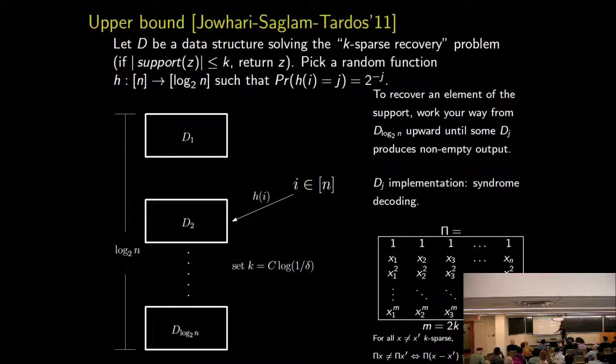It's when this linear map is an injection on the k-sparse vectors. So I want that for all k-sparse x not equal to x prime, pi x is not equal to pi x prime, which means that x minus x prime is not in the kernel of pi. But x minus x prime is a 2k-sparse vector. So what I want is a matrix such that if I take any m by 2k columns, it has full column rank. And this matrix has that. Some Vandermonde matrix.